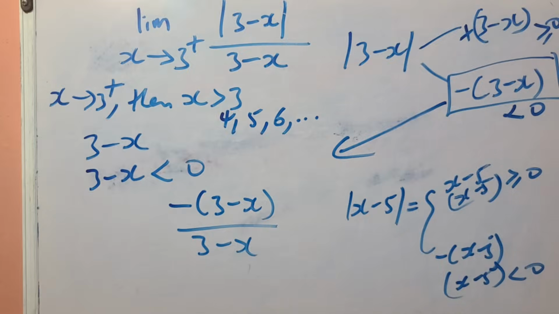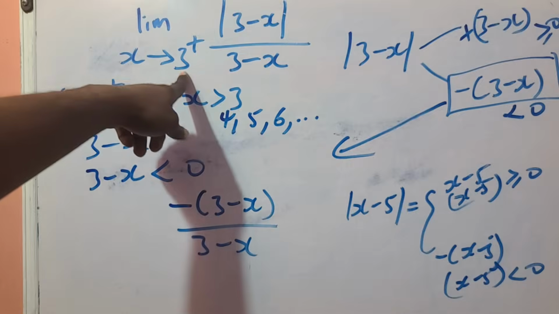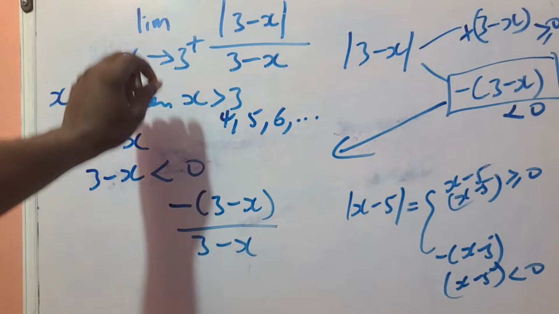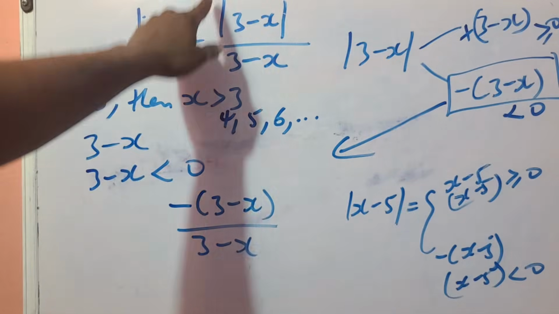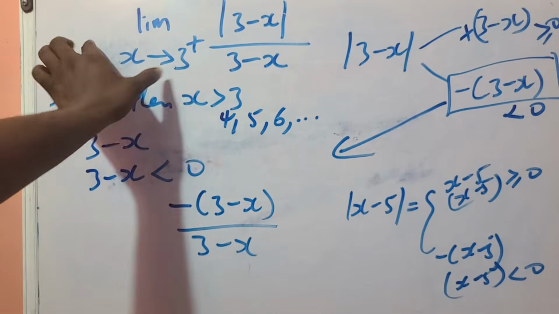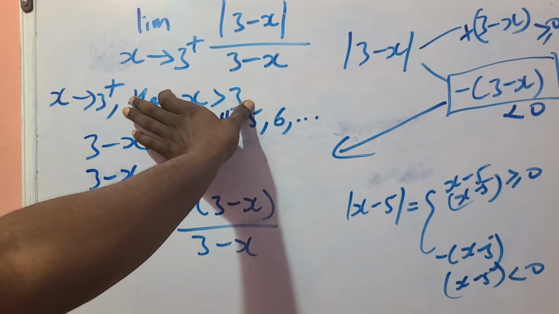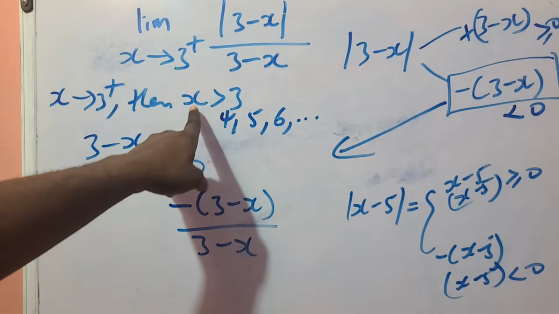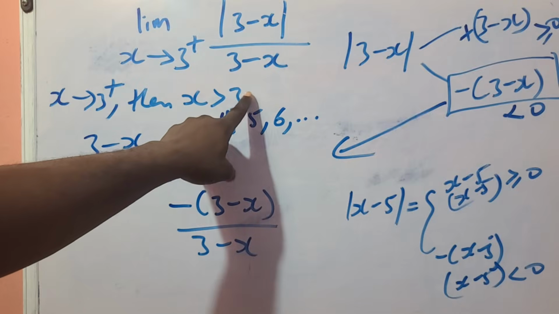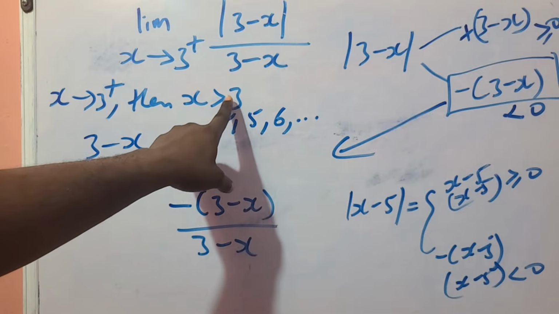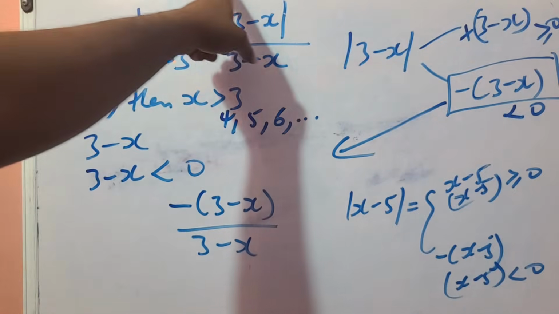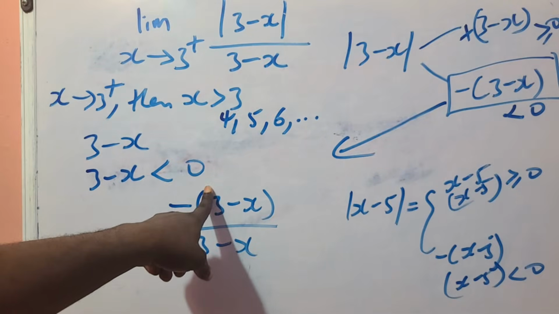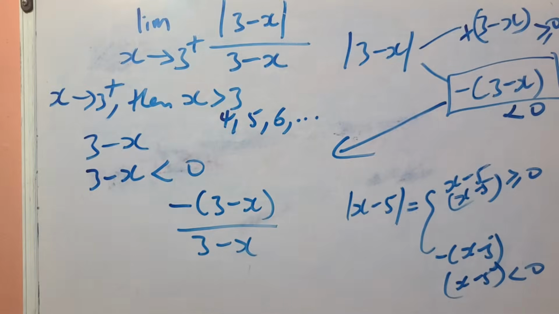Now, we came back to the instruction we were given. We're given that x was tending towards 3 plus, which I said implied x being greater than 3. Now, if x is greater than 3, when we have 3 minus x in the absolute value, we would be dealing with x being greater than 3. If you fix greater values than 3 into 3 minus x, obviously this whole thing, 3 minus x, will be less than 0.